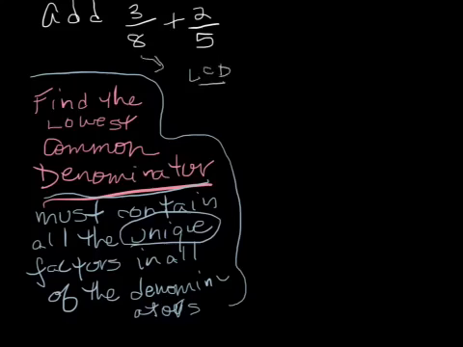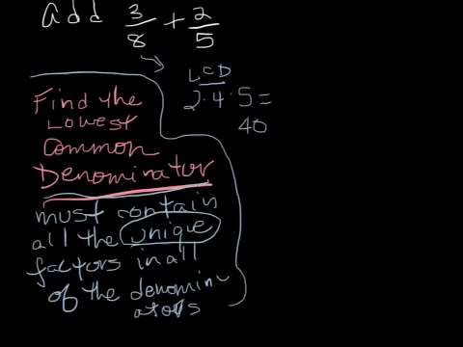factors of 8, which are 2 and 4. We could express them as prime factors, but we don't need to in this example. And in our second denominator, the only factor we need is 5. So our lowest common denominator is going to be 2 times 4 times 5, which is 40.